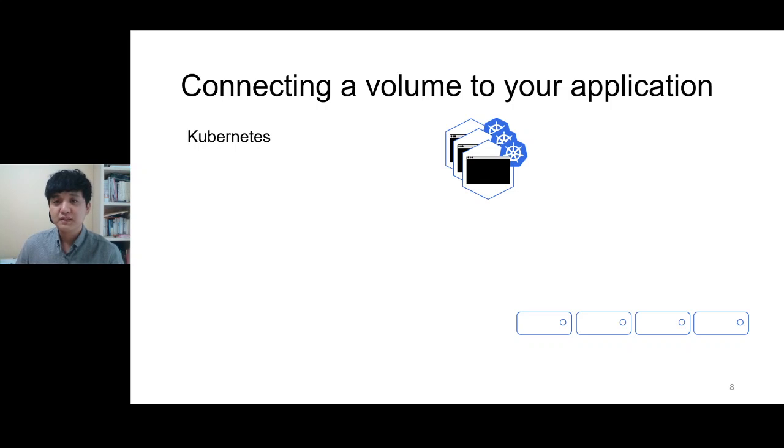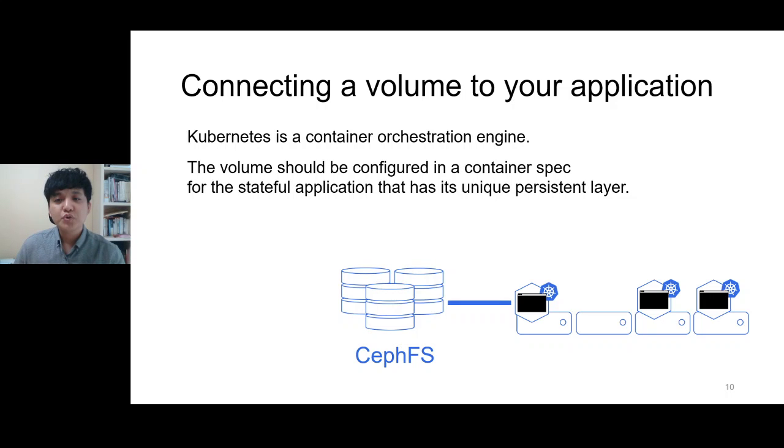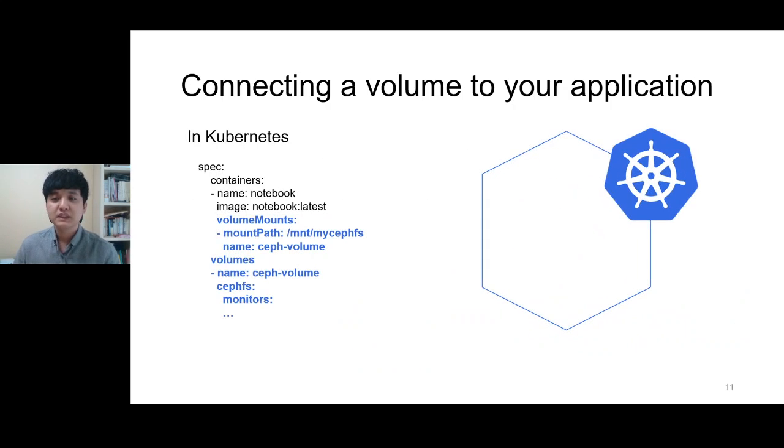To support the POSIX file system API, firstly, you have to mount a storage to the application. Here's an example of Kubernetes. Kubernetes is a container orchestration engine that creates containers on multiple server hosts. The volume should be configured in a container specification for the stateful application that has its unique persistent layer. We use the Ceph file system on our infrastructure. In Kubernetes, you can directly send this declarative specification to the API server.